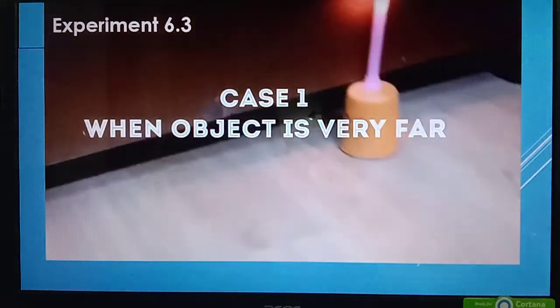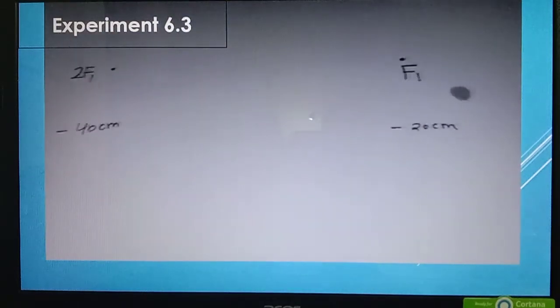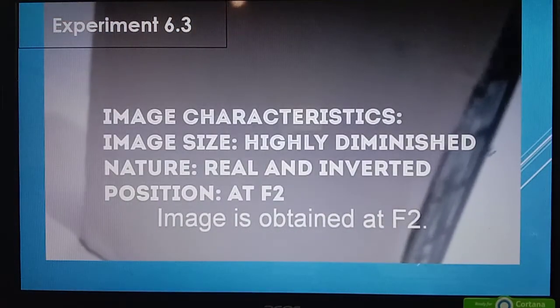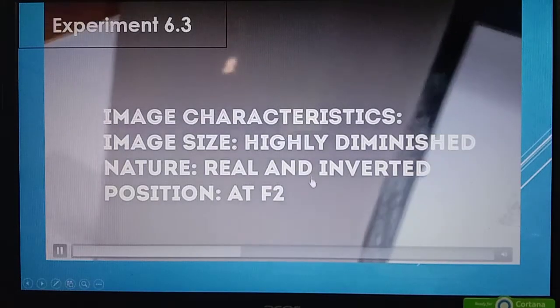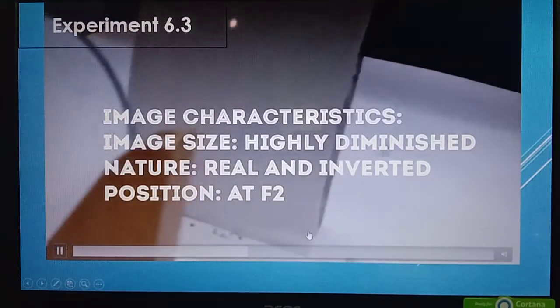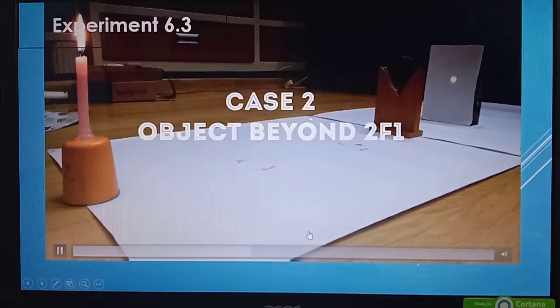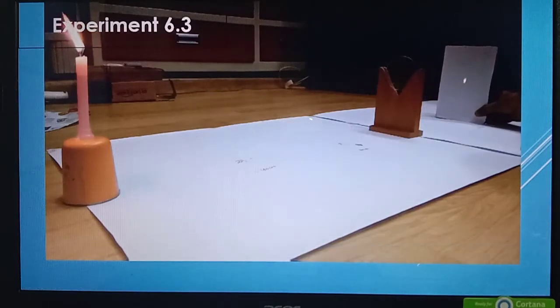For example, you place the lens from the candle at a distance of, let's say, 25 cm. Then you adjust the screen until you get a sharp image formed on the screen. Then you measure the distance between the center of the lens and the screen. That will become the image distance. You can repeat the experiment until you get 5 sets of data.